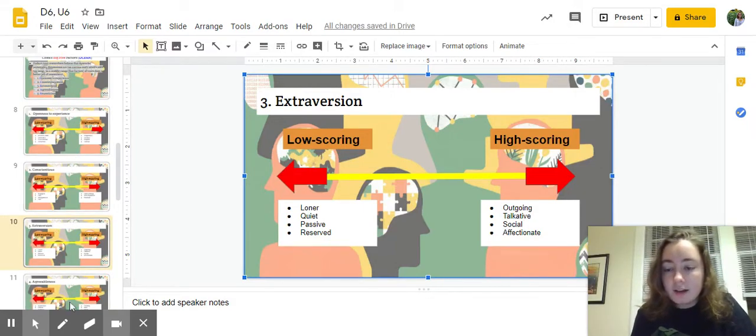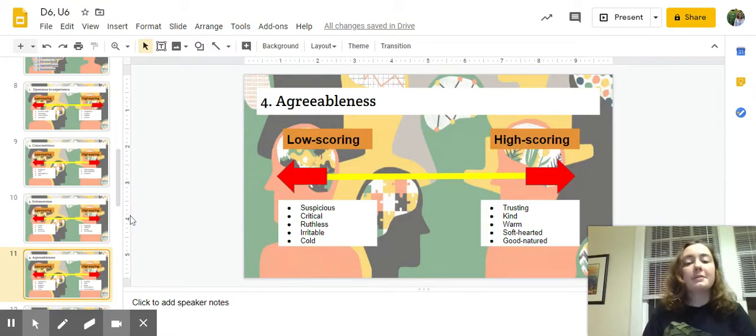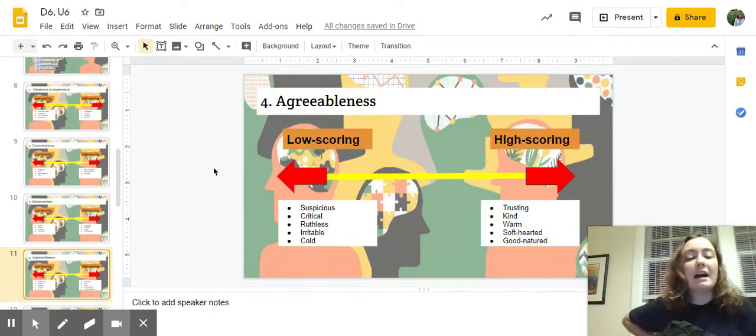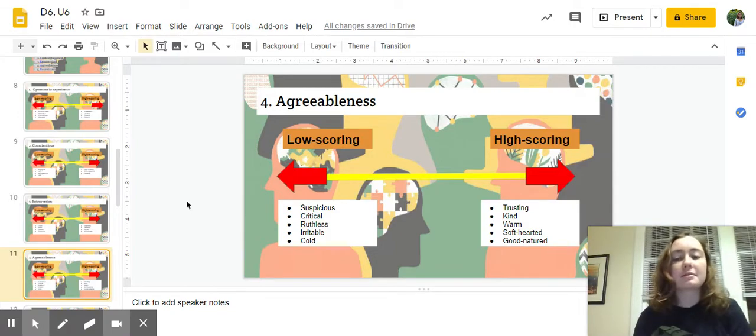And then we have agreeableness. If you're high scoring on this, you are just a really easy person to get along with. You're trusting, kind, warm, good natured, just a very easy, agreeable person to deal with in everyday life. So I'd want someone who's agreeable as my coworker or friend. Very non-dramatic, nice, easy person to get along with. If you're low scoring, you're more irritable, cold, aloof, not very friendly. You might come off rough around the edges.